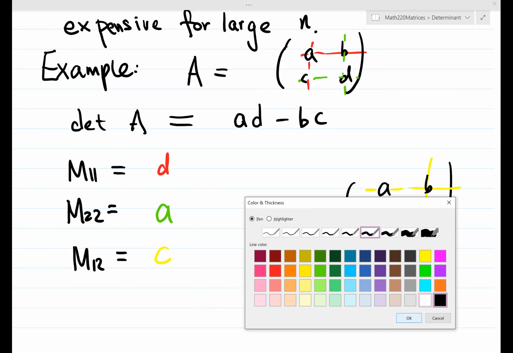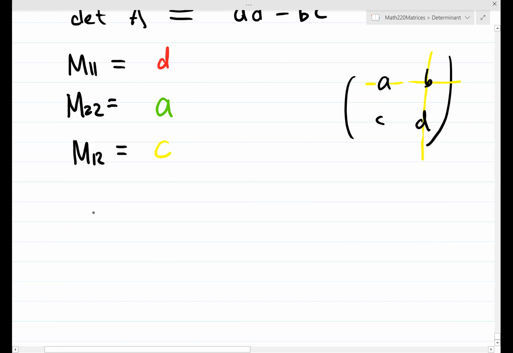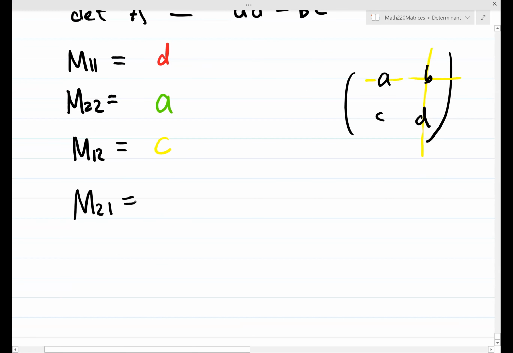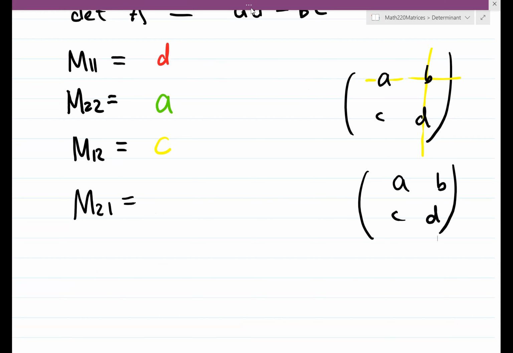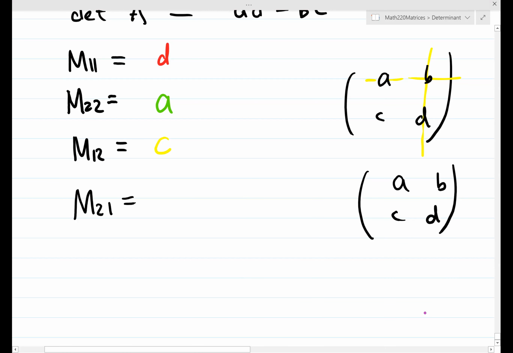Okay, M21. So let's see A, B, C, D. So we use another color, let's use purple. We delete 2-1, so second row, first column. So second row, CD. First column, AC. So the remaining thing will be B.